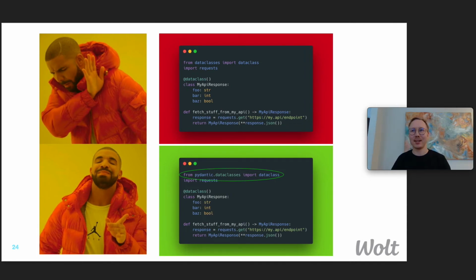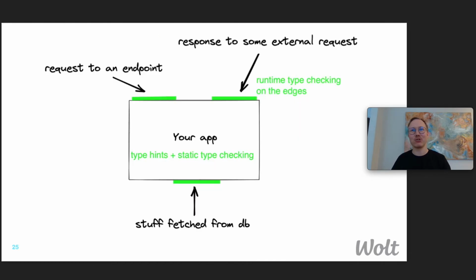If there's something that you should probably take home from this presentation, take this illustration. I think this combines everything that we have discussed so far. So basically, inside your own code, use type hints, use static type checking. And on the edges of your application, use runtime type checking. By combining these, you will end up with type-safe Python applications. And I guarantee you will sleep better at nights.